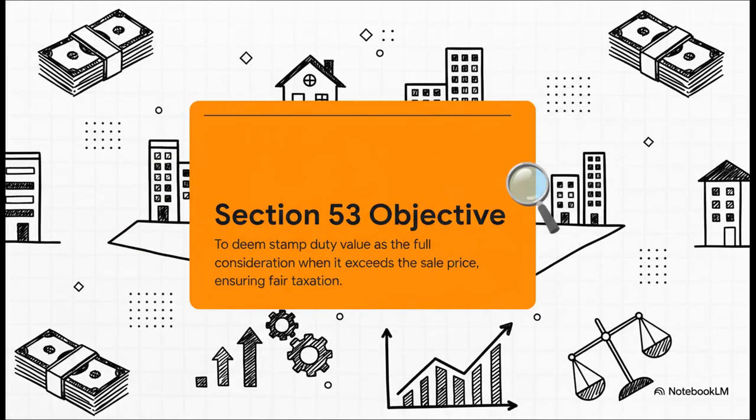But let's talk about why this rule even exists. What's the point? Well, it's pretty simple, really. The main goal of Section 53 is to clamp down on tax avoidance, to stop people from using unaccounted cash in property deals. By setting the stamp duty value as a sort of baseline, the law makes it much harder to underreport a sale just to pay less tax on the profit.